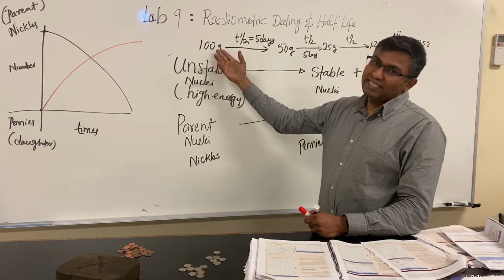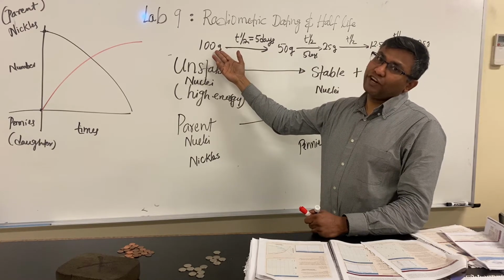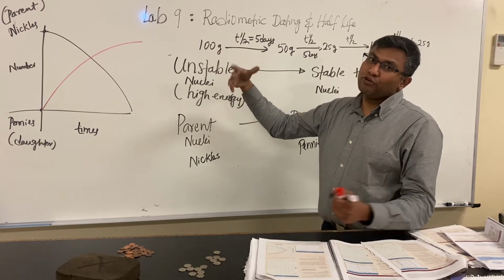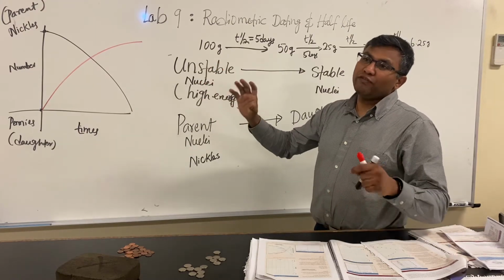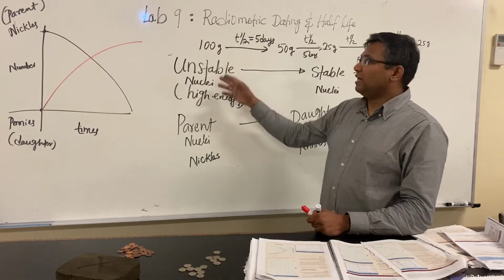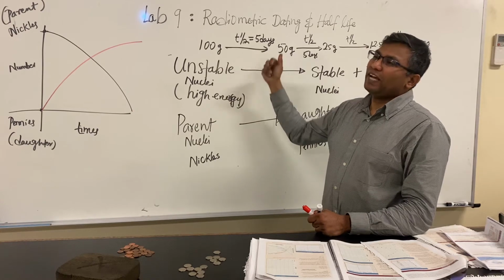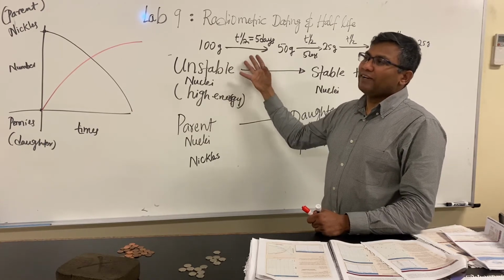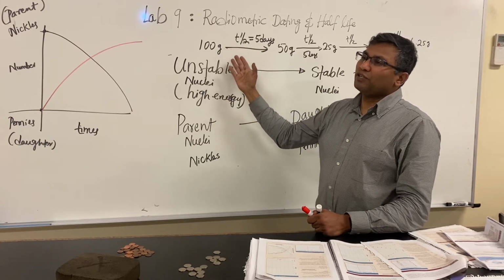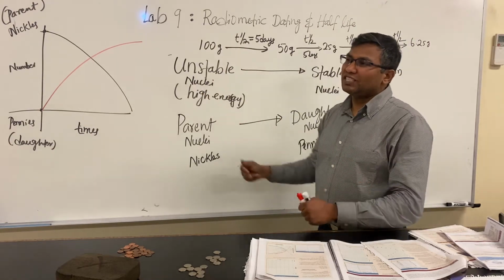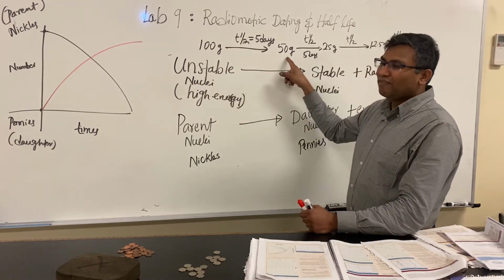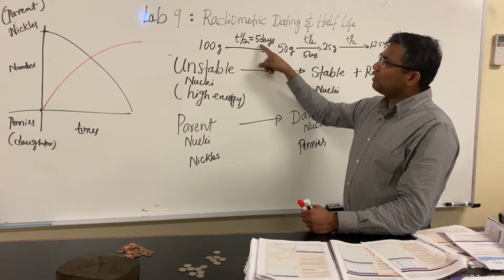So I give you an example. If I have 100 grams of radioactive substance, example uranium-238, I'm just giving you a vague half-life. Say its half-life is 5 days. So what happens after 5 days? The 50% of the original substance is disintegrated. So how much is remaining? 50 grams. This is your first half-life.